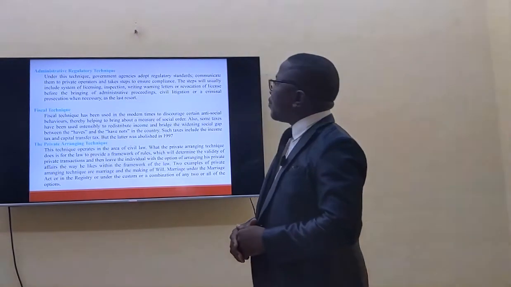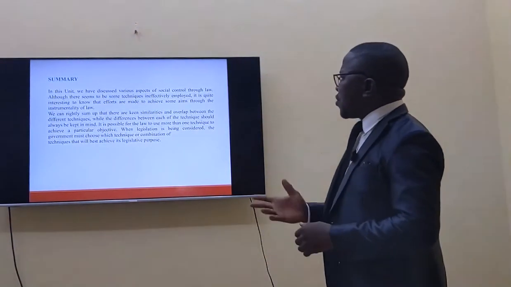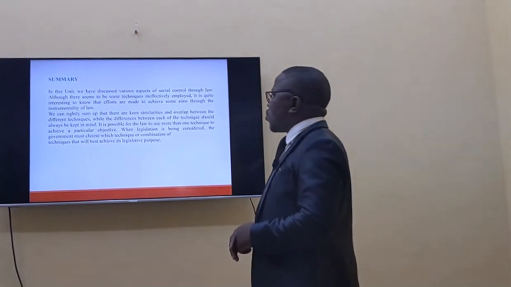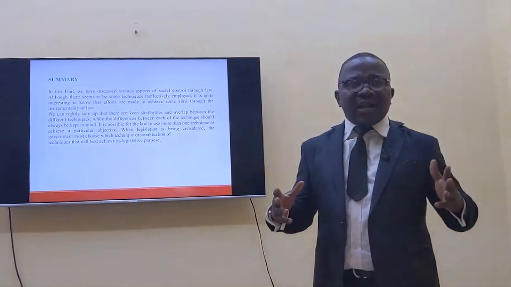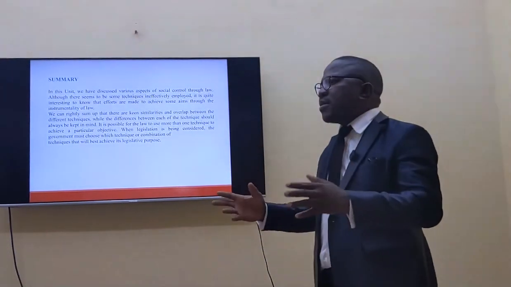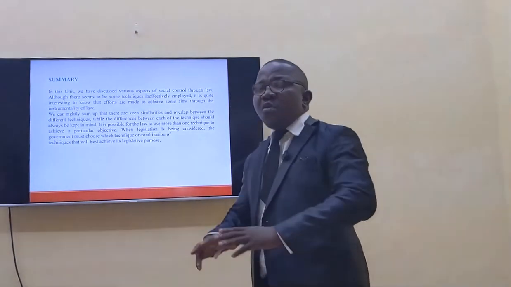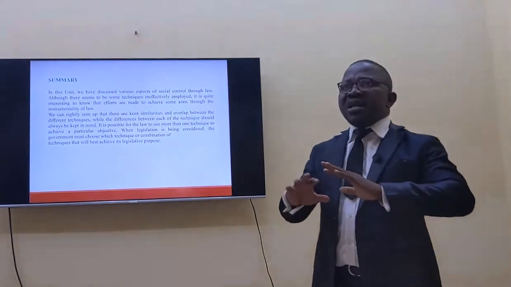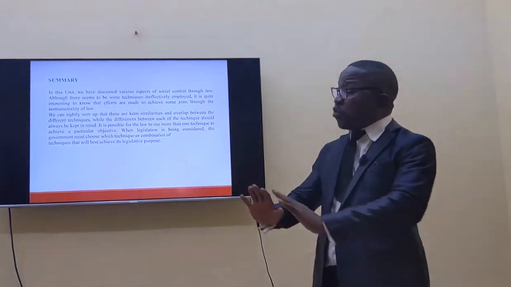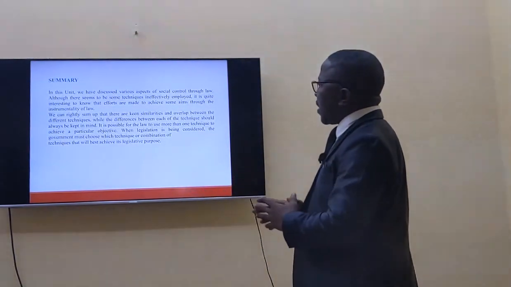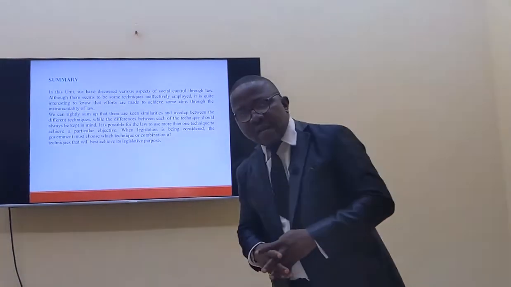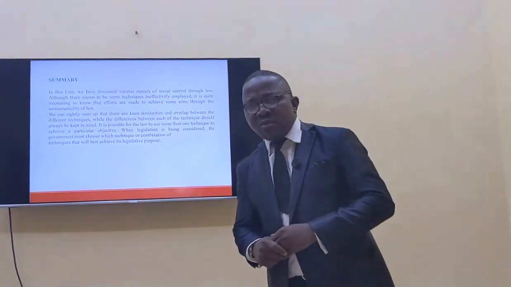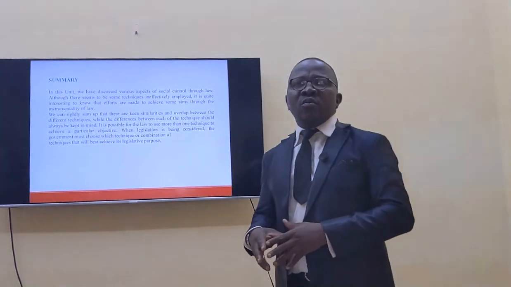Well understood. The summary. In this summary, we have discussed various aspects of social control through law. So remember, what we are talking about is how law modifies how people behave. So we've been able to look at the techniques the law has been able to deploy to maintain various areas of life. That's what we've been able to deal with in this section. I hope you understand it, and you have to go and still make more studies so that you'll be well grounded.